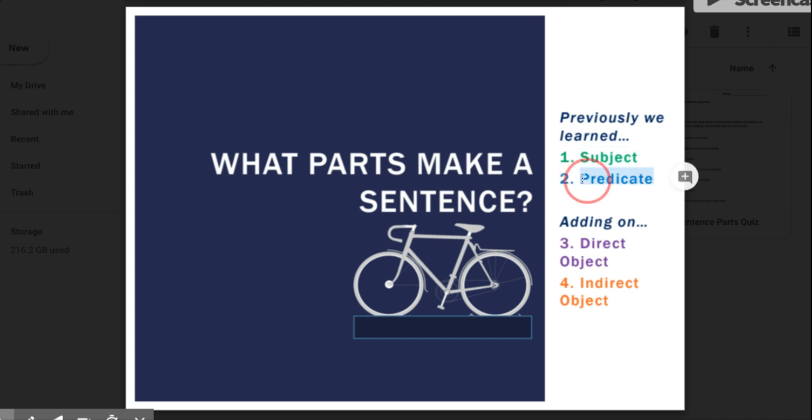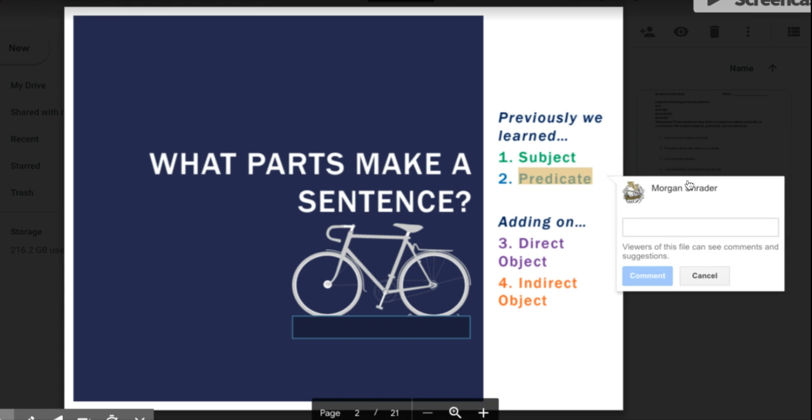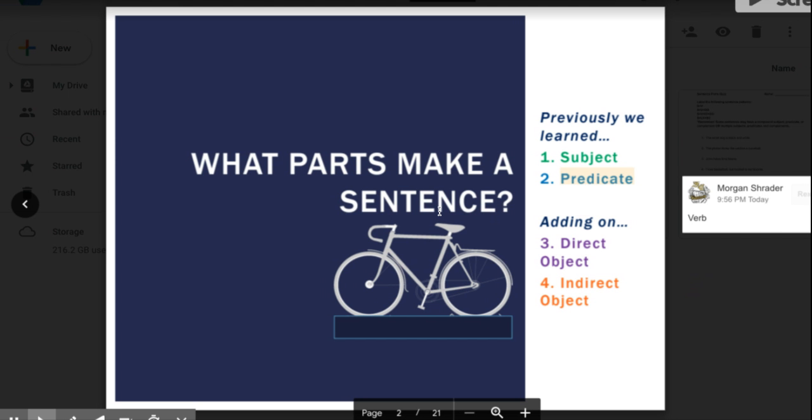All right, number 2 in your notes is a predicate. This is a fancy word for a verb. Okay, so if you want to write down beside a predicate, you can write verb right here. So you understand that when I say predicate, I mean verb. It's the same exact thing.